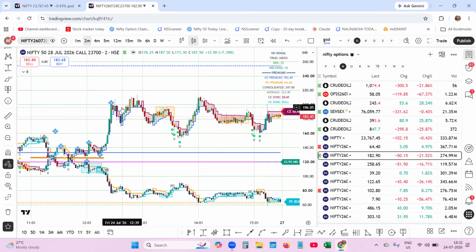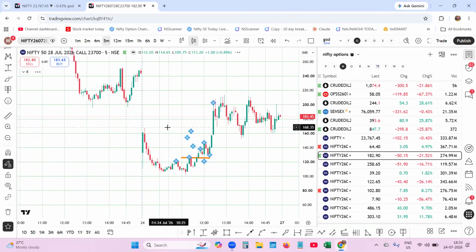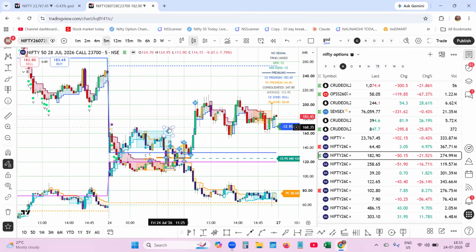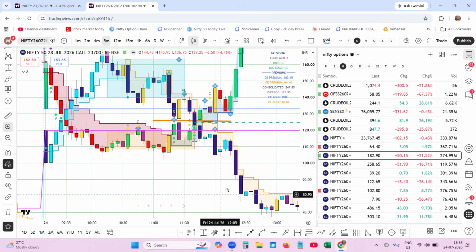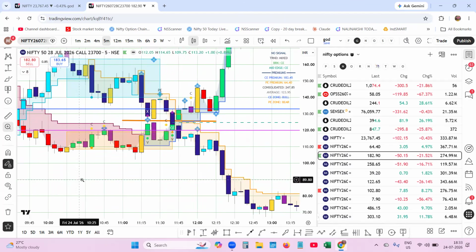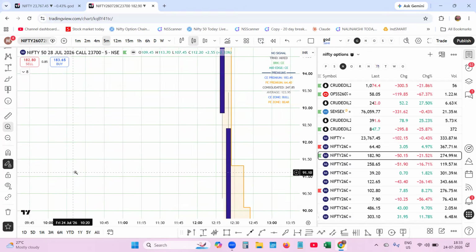Hack number 13 is the false breakout filter. Suppose CE breaks higher, but the grid zone remains bearish: ignore the breakout. Don't trade that breakout. Many times this happens. If the grid is not converting, that clearly says price action is not supporting, so do not trade that. For example, over here, in this candle, you can see why this has been picked up.